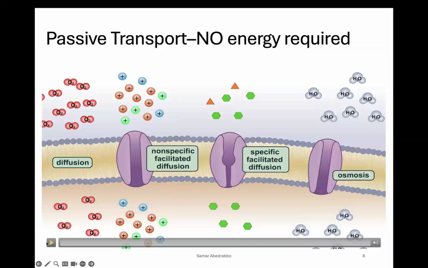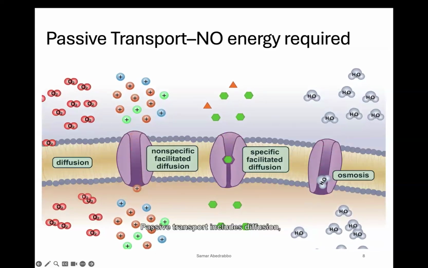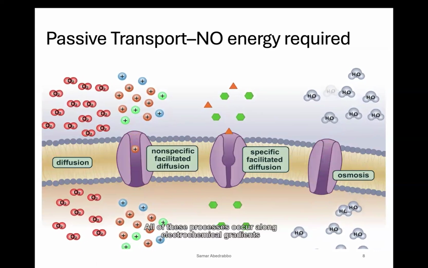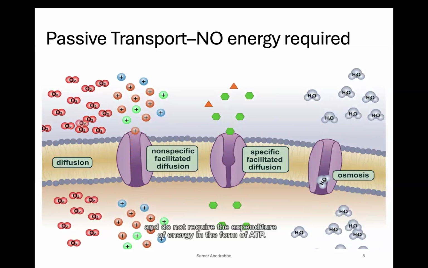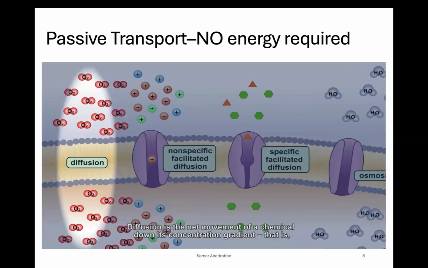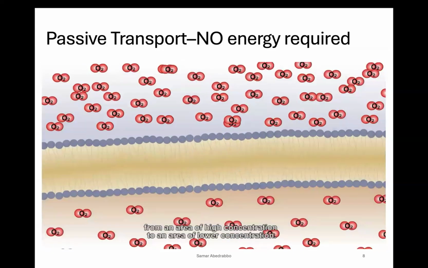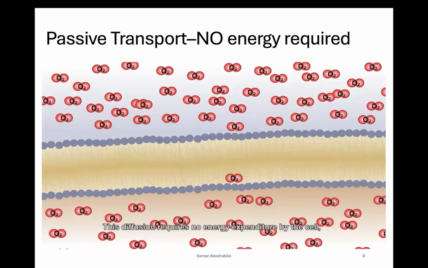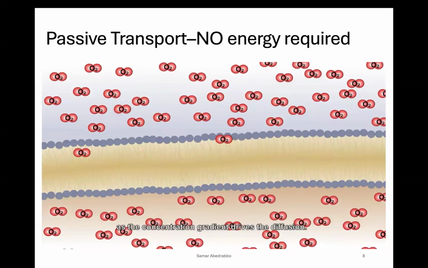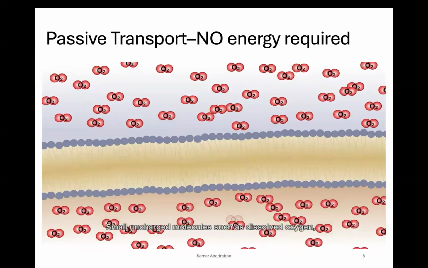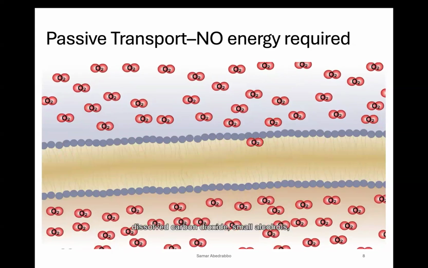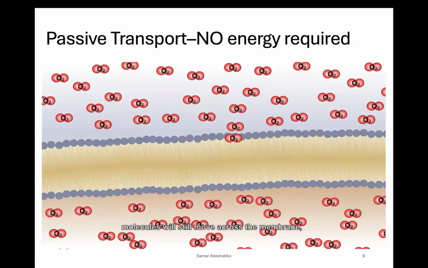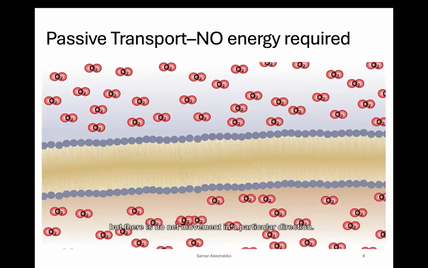Passive transport includes diffusion, nonspecific and specific facilitated diffusion, and osmosis. All of these processes occur along electrochemical gradients and do not require the expenditure of energy in the form of ATP. Diffusion is the net movement of a chemical down its concentration gradient, that is, from an area of high concentration to an area of lower concentration. This diffusion requires no energy expenditure by the cell, as the concentration gradient drives the diffusion. Small uncharged molecules, such as dissolved oxygen, dissolved carbon dioxide, small alcohols, and small fatty acids, can freely diffuse through the cytoplasmic membrane. Once equilibrium is reached, molecules will still move across the membrane, but there is no net movement in a particular direction.